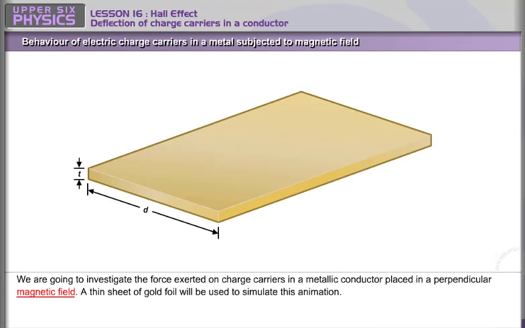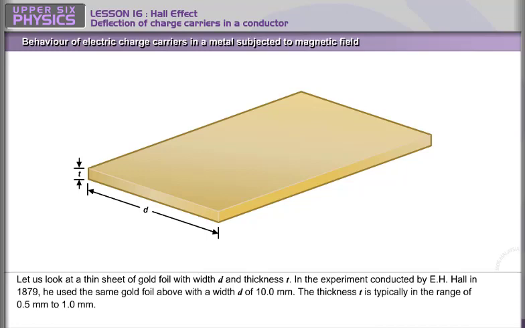We are going to investigate the force exerted on charge carriers in a metallic conductor placed in a perpendicular magnetic field. A thin sheet of gold foil will be used to simulate this animation. Let us look at a thin sheet of gold foil with width d and thickness t.